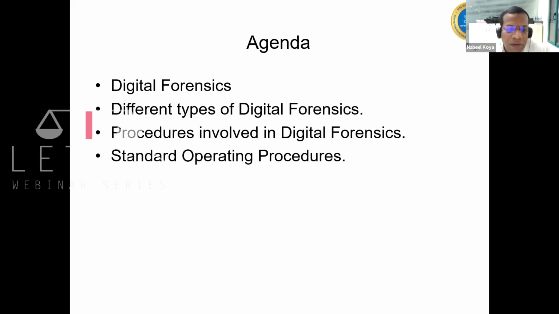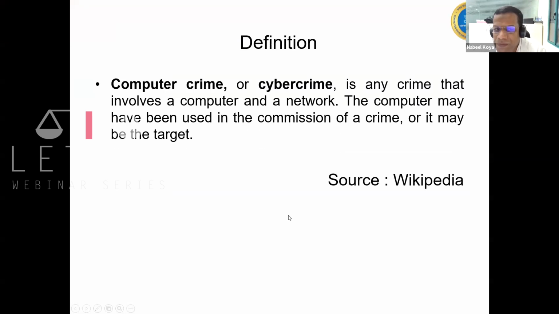The agenda for the day is that we'll start with digital forensics: the different types of digital forensics, the procedures involved, and the standard operating procedures. As practicing legal professionals, almost all of you know what a cybercrime is. This is a definition which I have taken from Wikipedia. It indicates that it is any crime that involves a computer and a network. The computer might have been used in the commission of the crime, or it might be the target. So it can either be a source or a target. Source is when you use a phone to stalk someone, or target is when you disrupt somebody's computer which was working properly.